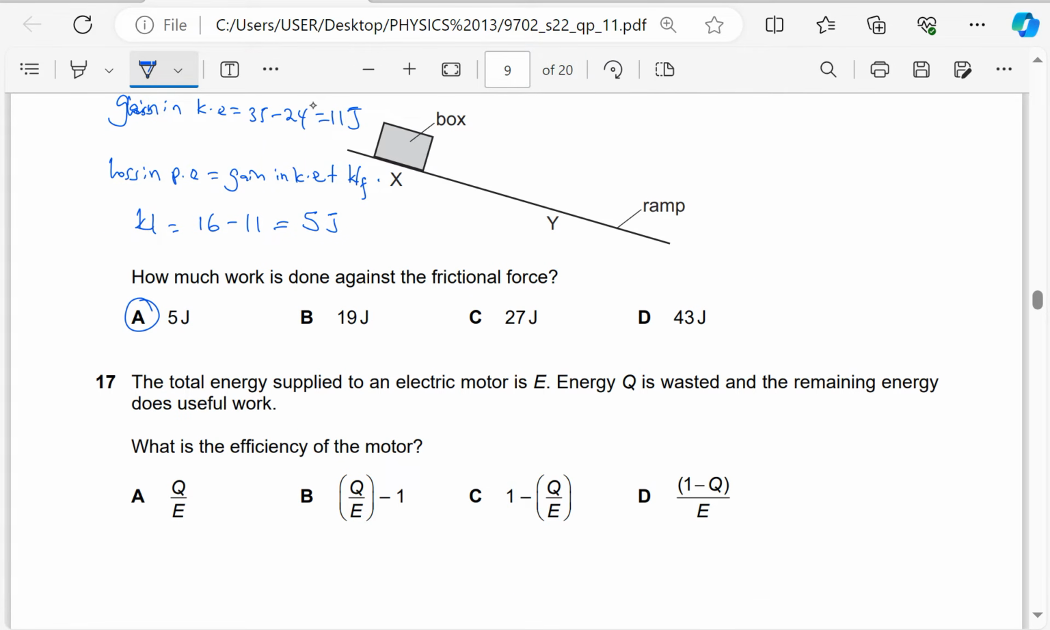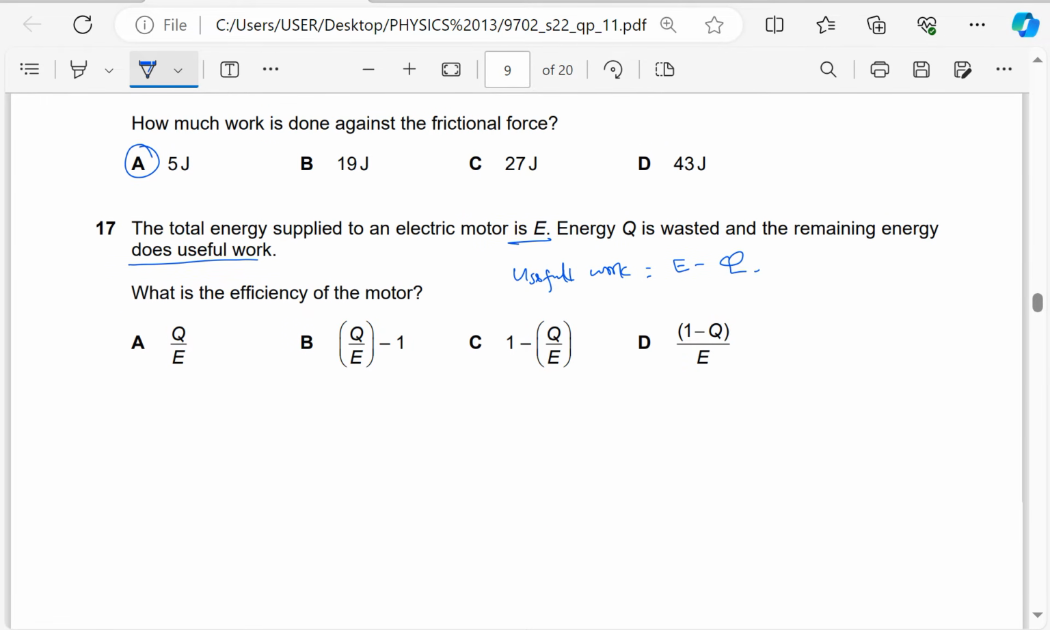Total energy supplied to an electric motor is E. Energy Q is wasted and the remaining energy does useful work. So which energy does useful work? So useful work is going to be equal to E minus what is wasted. That is the energy which does useful work.